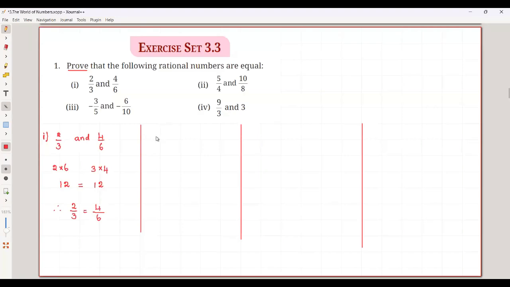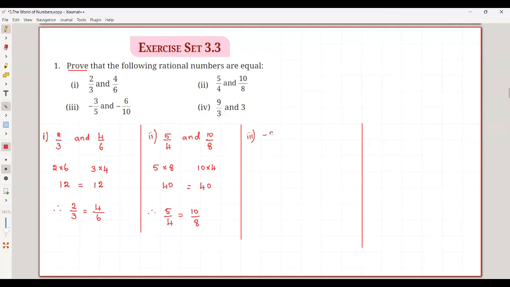Now in the same way, second question: 5 by 4 and 10 by 8. Do the cross multiplication. So 5 into 8 and 10 into 4. 5 eights are 40, is equal to 10 fours are 40. So both are equal. Therefore 5 by 4 is equal to 10 by 8. If you are understanding one question, everything is going to be the same.